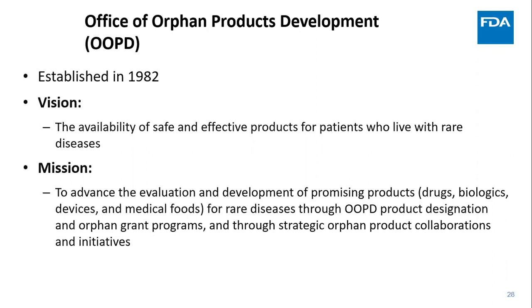OOPD is within the Office of Clinical Policy and Programs in the Office of the Commissioner. OOPD's vision is the availability of safe and effective products for patients who live with rare diseases. OOPD's mission is to advance the evaluation and development of promising products, including drugs, biologics, devices, and medical foods for rare diseases through OOPD product designation and grant programs and through strategic orphan product collaborations and initiatives.